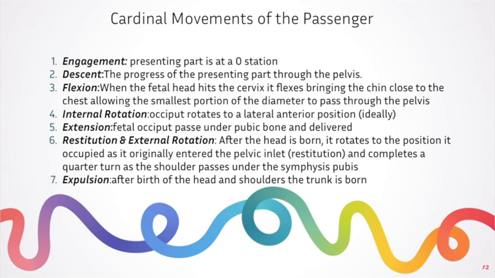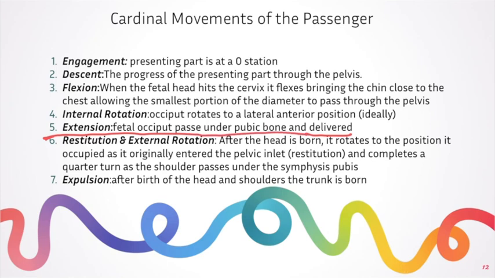So these are the 7. These are the 7 cardinal movements of your passenger, which is your baby. They must happen in order. They can't happen out of order. If they happen out of order, they don't happen at all, there's a high risk of having a C-section. We talk about engagement in just a second. But I want you to look at here. So steps 1 through 4 are done without you even seeing it. They're done inside the patient, okay?